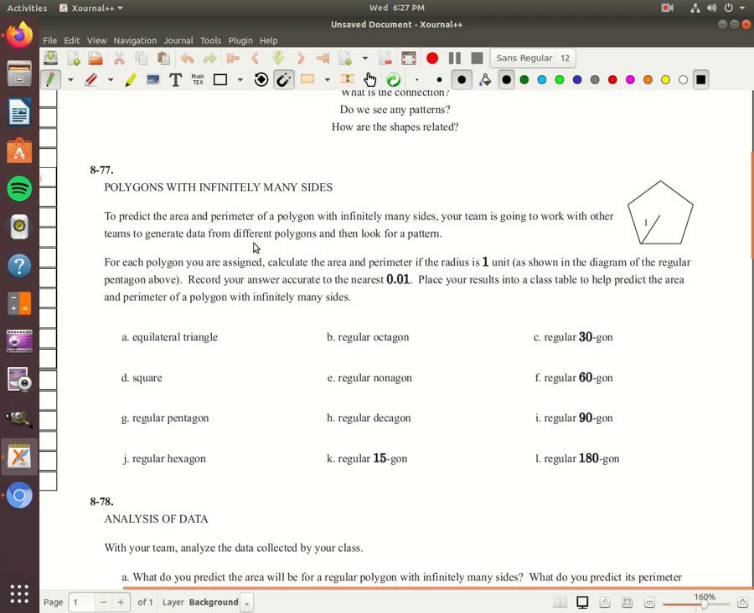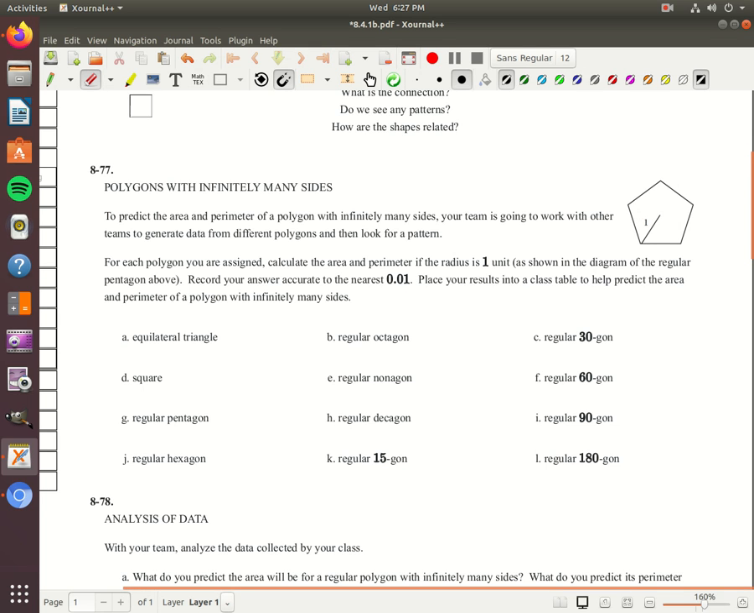So it says predict the area and the perimeter of a polygon with infinitely many sides. Your team is going to work with other teams to generate data from different polygons and then look for a pattern. For each polygon you are assigned, calculate the area and the perimeter with a radius of 1 as shown. And again, a radius means it goes from the middle to one of the vertices. An apothem, you'll recall, goes to the middle and makes a 90-degree angle. We do not want an apothem. We do want a radius. And it says to be as accurate as you can, so we will keep that in mind as we go.